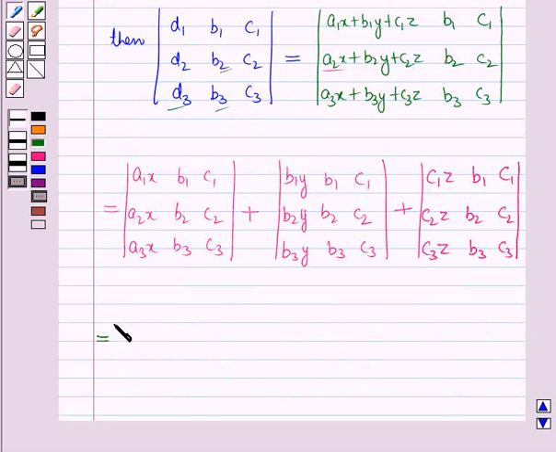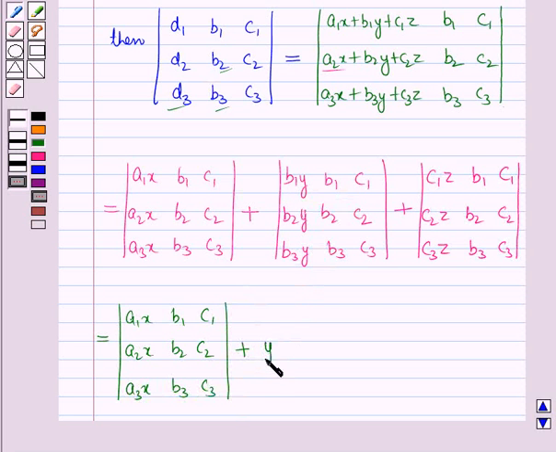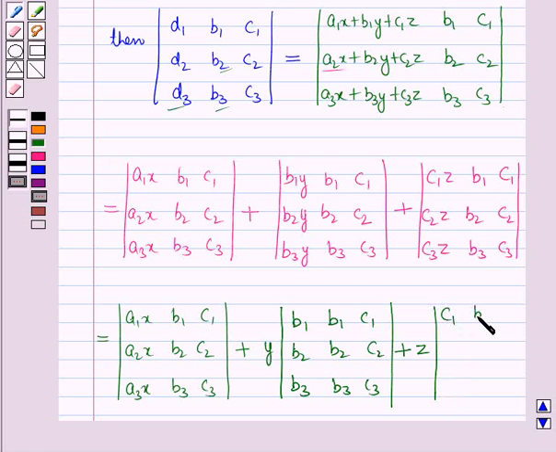Further, this is equal to the determinant with the elements in the first row as a1x, b1, c1, elements in the second row as a2x, b2, c2 and elements in the third row as a3x, b3, c3 plus, now here this determinant will become y into the determinant with the elements in the first row as b1, b1, c1, elements in second row as b2, b2, c2 and elements in the third row as b3, b3, c3 plus, this determinant will be z into the determinant with the elements in the first row as c1, b1, c1, elements in the second row as c2, b2, c2 and elements in the third row as c3, b3, c3.